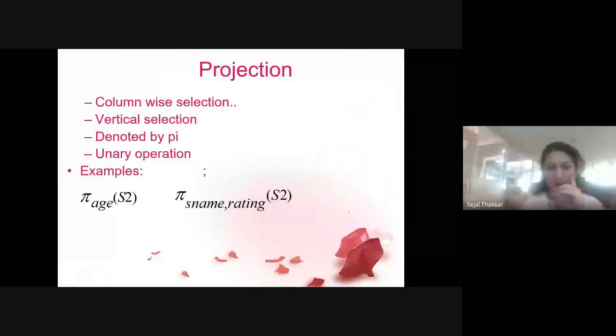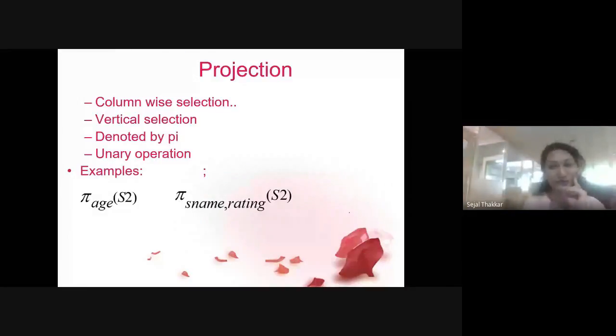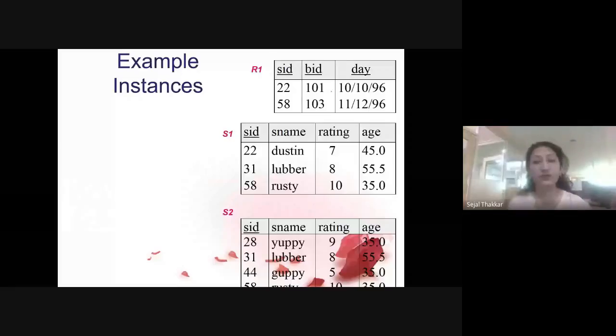I have given you an example. Suppose I have these three tables, and now I'm interested in selecting only one column, rating, from table S1. How can I write it? How can I project only the rating column from table S1? Anyone reply? Why are you not able to reply? I'm interested in only selecting this column, right?